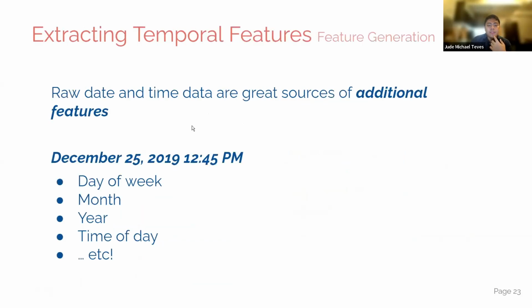Extracting temporal features: there are so many things that you could get from time features. You could get the day of the week, month, year, time of day, and many more. And it could help in your machine learning modeling. You could get better scores if you extract those additional features.